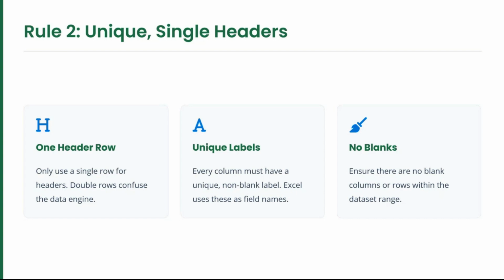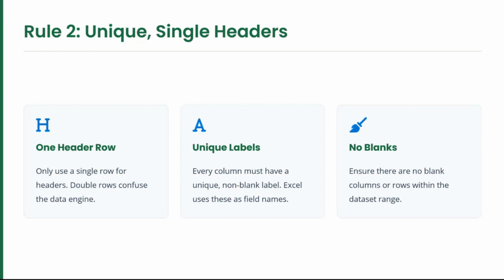So if it's blank, it won't be recognized within the data engine because it will think it's nothing. So you need to make sure that you give your header a name, and Excel uses these as fields. So we use these words, guys, interchangeably: column, fields, or sometimes variables. It really means the heading name. What is the heading name? That's what it really means.